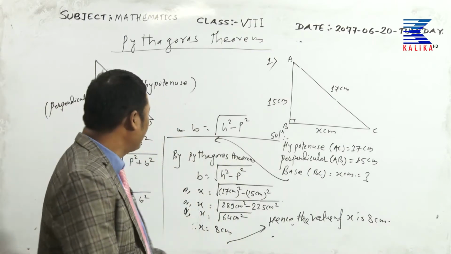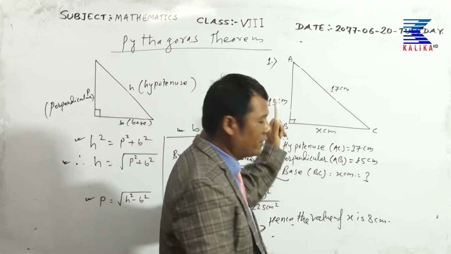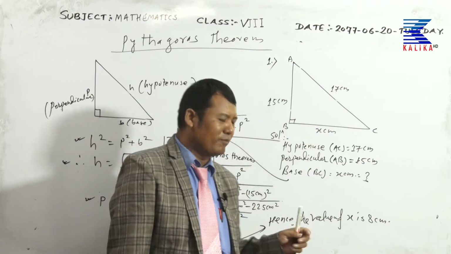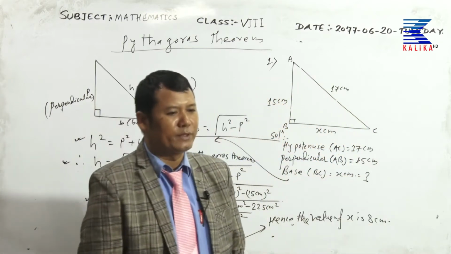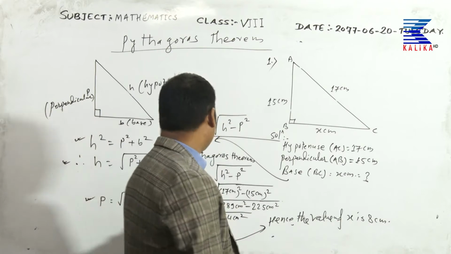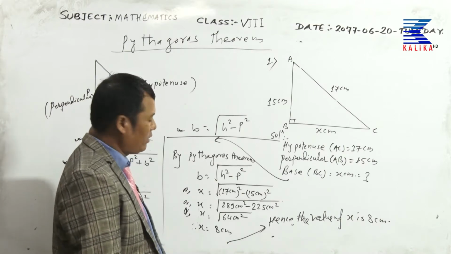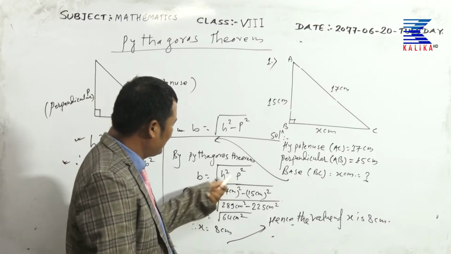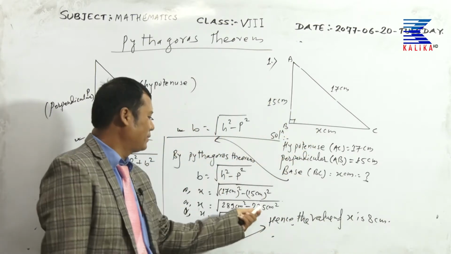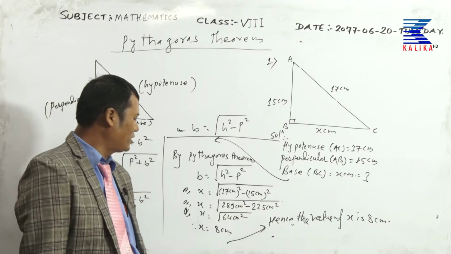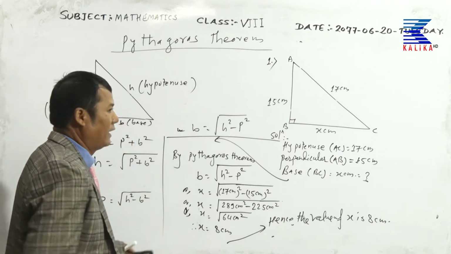Once more please students. Now in the figure, 17 is the hypotenuse, 15 is the perpendicular, and x is the base. By Pythagoras theorem, base is equal to under root h square minus p square, and substitute the values of h and p. 17 square means 17 into 17, and 15 square means 15 into 15, and the difference between them is 64. Root 64 is 8 cm. And next question please.